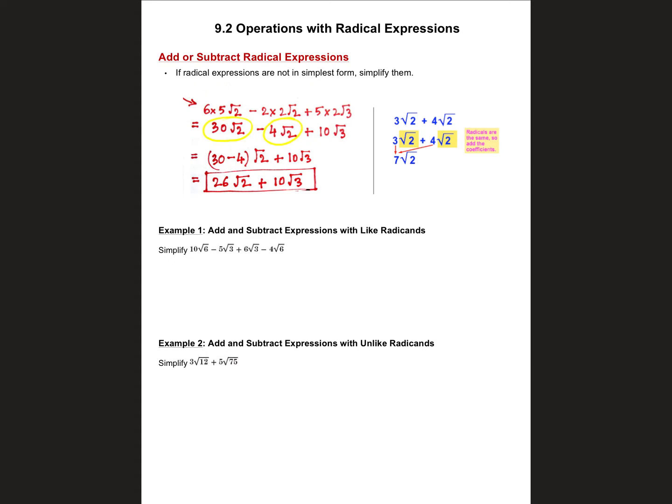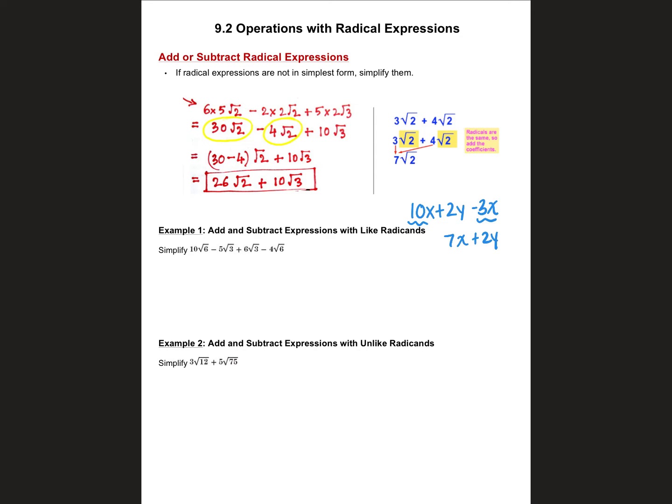This is 9-2, operations with radicals. Example 1, add and subtract the expressions with like radicands. Just the same way with variables, we can only add like things. So for instance, 10x plus 2y minus 3x. You can only add the x's together. You would get 7x plus 2y.